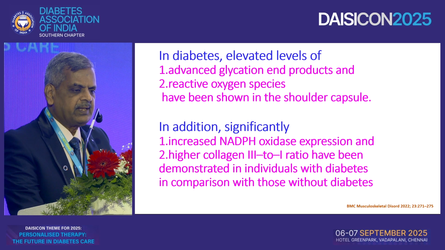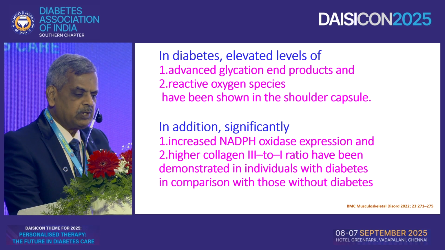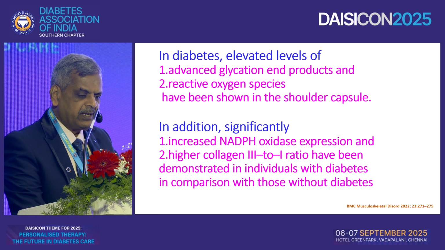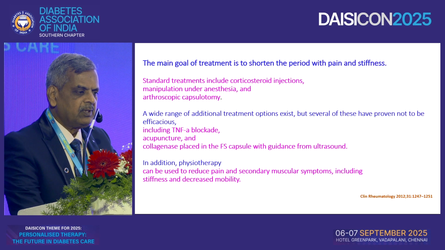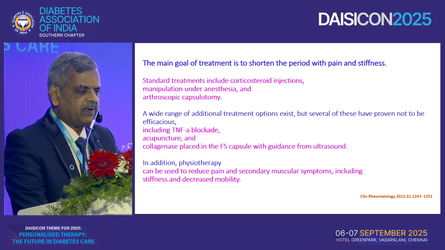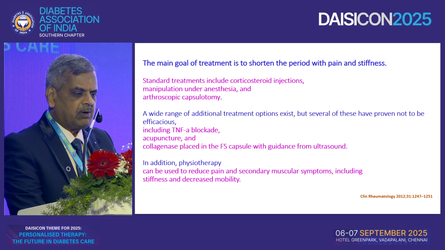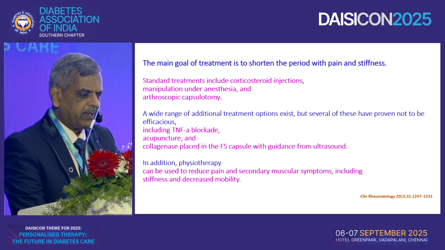In diabetes, elevated levels of advanced glycation end products and reactive oxygen species have been shown in the shoulder capsule. In addition, significantly increased NADPH oxidase expression and higher collagen type 3 to 1 ratio have been demonstrated in individuals with diabetes in comparison with those without diabetes. The main goal of treatment is to shorten the period with pain and stiffness. Standard treatment includes corticosteroid injection, manipulation under anesthesia, and arthroscopic capsulotomy.